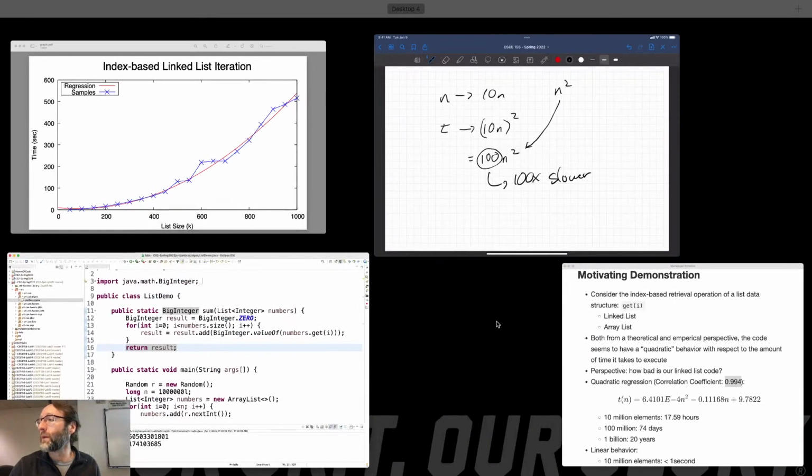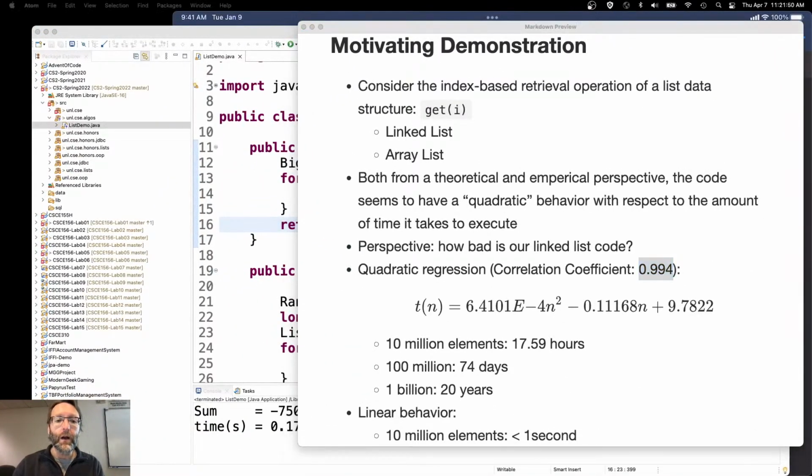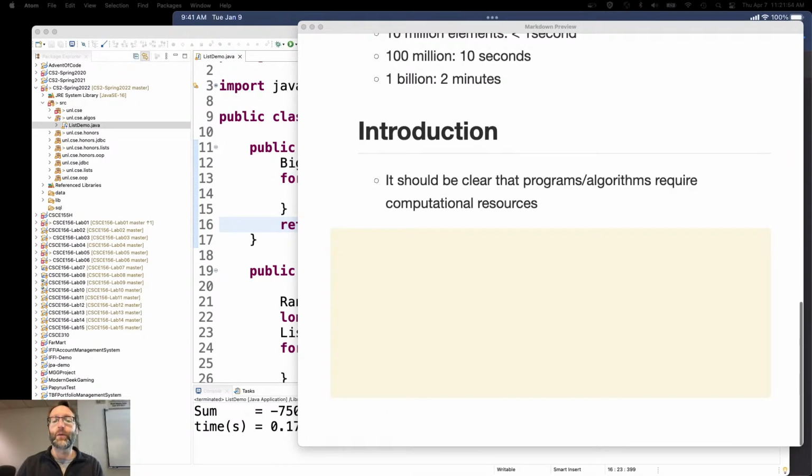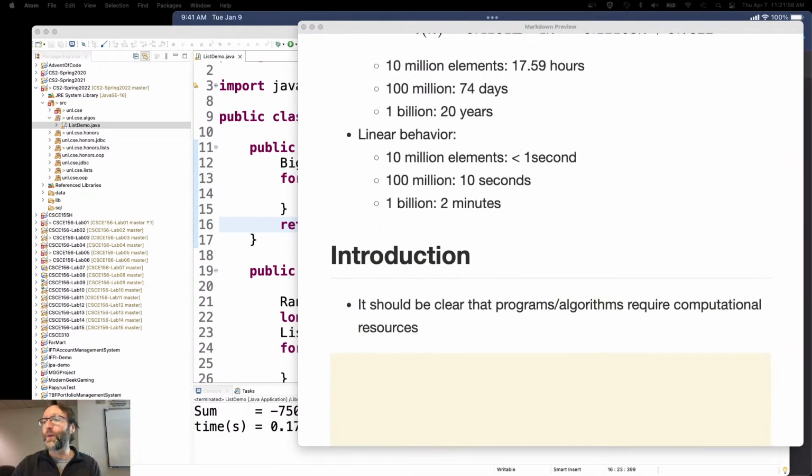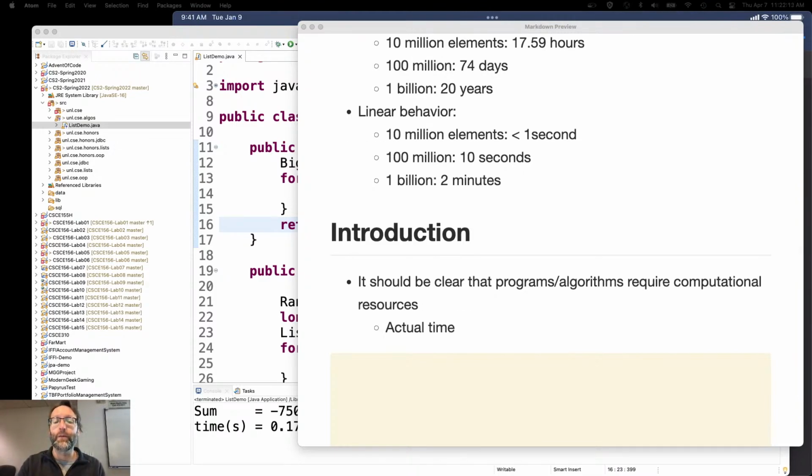Okay. All right. So it should be clear at this point that computers, actual engineering computers here, and more generally, more mathematically, algorithms require some sort of computational resource. For example, the one that we just measured was actual time, like physical time. Or another way that you can measure it is CPU time.